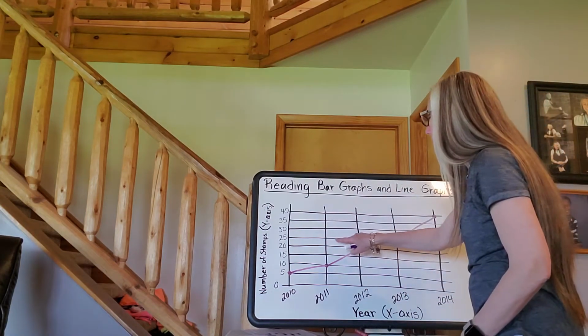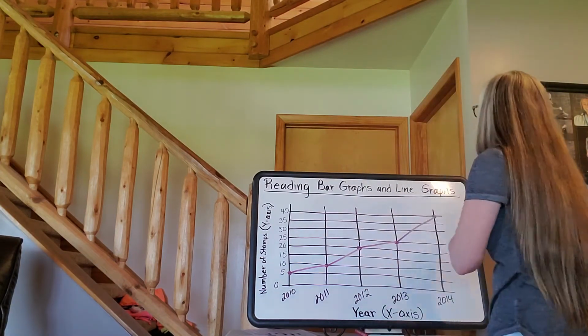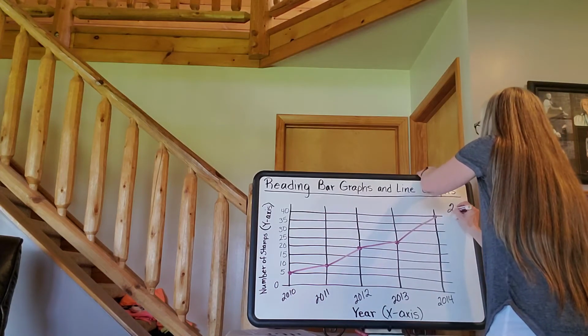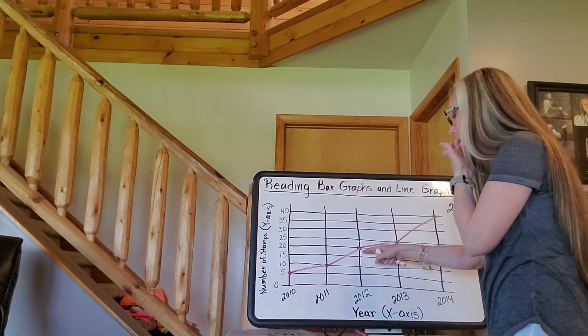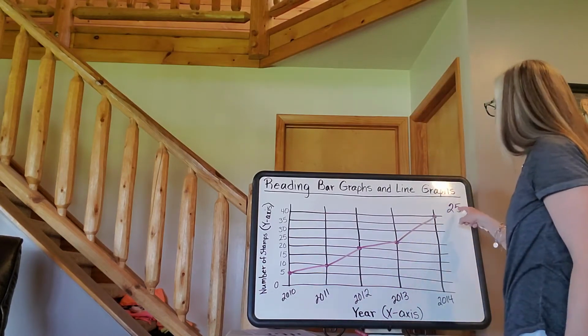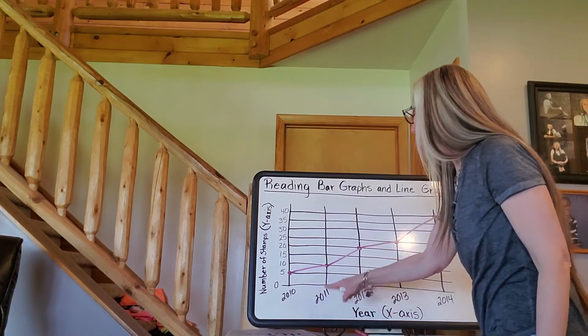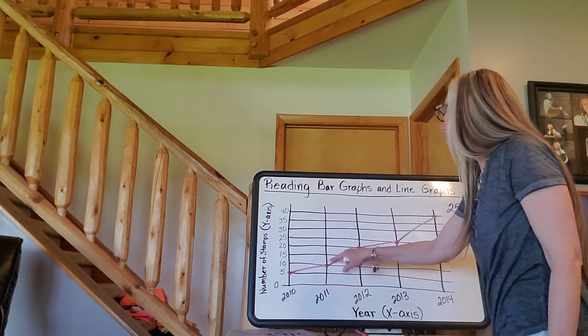Here's the dot. We're going to slide across that line. She had 25. So over here, we're going to show our work. 25 is what she had in 2013. And that's more than she had in 2011, so we know that number is bigger. So over here in 2011, she had 10.